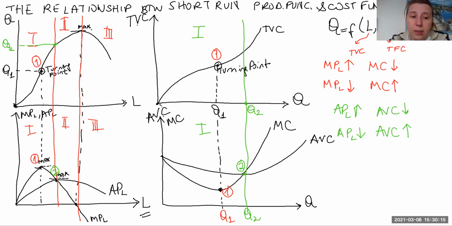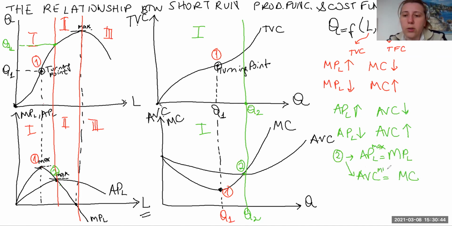And please try to see that at point 2, average product of labor and the marginal product of labor are equal to each other when average product of labor is maximized, and also at point 2 at the cost side, average variable cost and the marginal cost are equal to each other while average variable cost is minimized. So average product of labor is maximized and average variable cost is minimized at the same output level, Q2 output level.